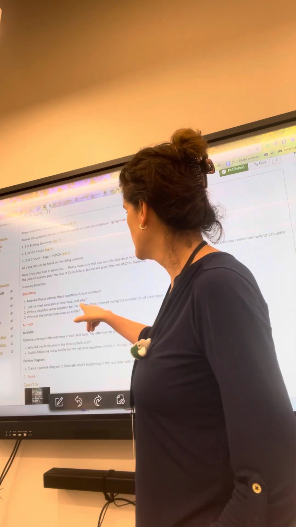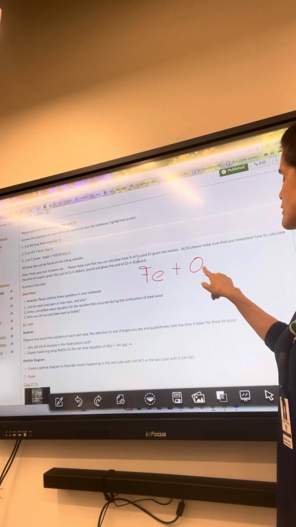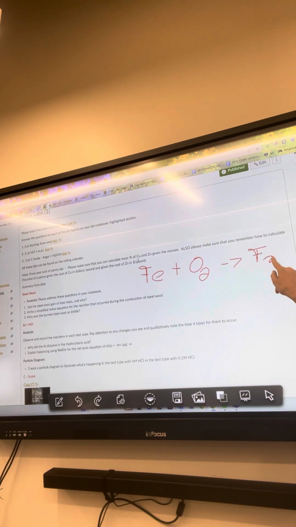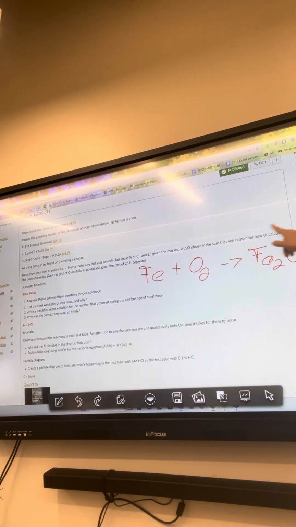Steel wool gained weight because the iron met with the oxygen and made Fe2O3, right? It gained weight because it gained oxygen. It made a compound that had a higher mass. It combined with the oxygen in the air and made iron oxide, right? Why did it become brittle? Is this ionic or covalent? It's ionic. How do you know? Because it's metal and nonmetal. So ionic compounds tend to be brittle, right?